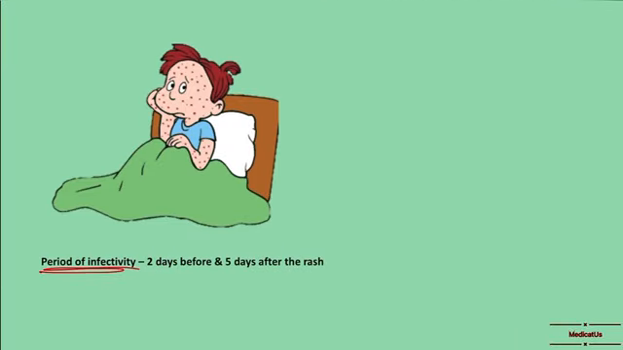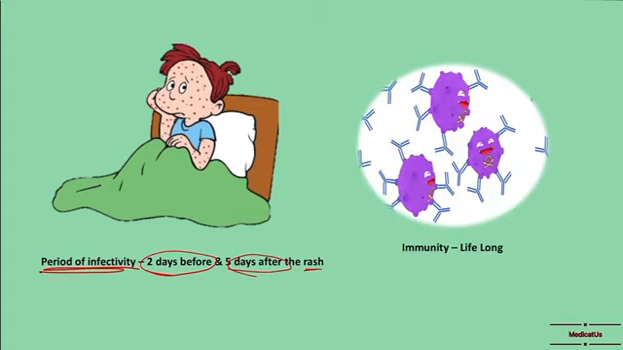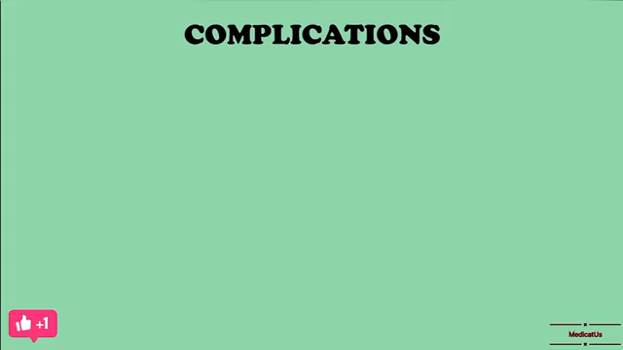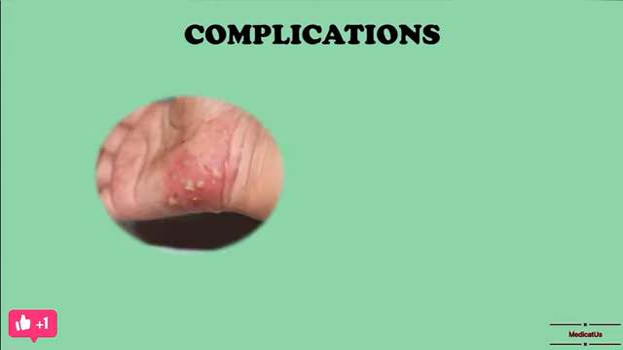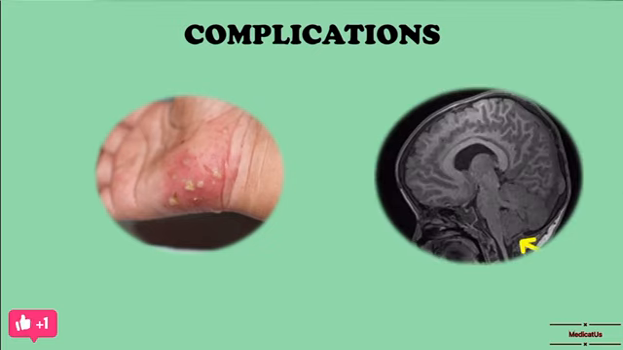Now the period of infectivity. It will be 2 days before and 5 days after the rash. And the immunity will be lifelong. It is no longer considered that the immunity is lifelong, but still it's written in books, so we'll consider that. Now the complications. The most common cutaneous complication will be secondary bacterial skin infection. And the most common extracutaneous complication will be benign cerebral ataxia.